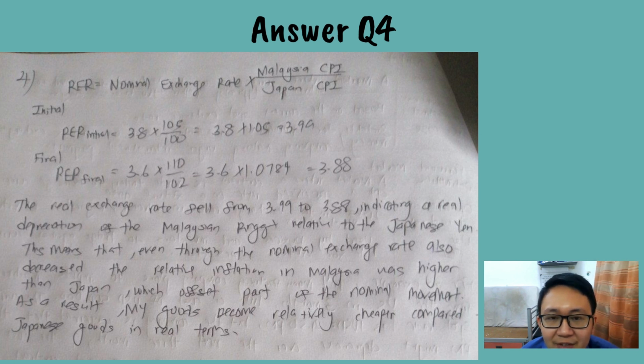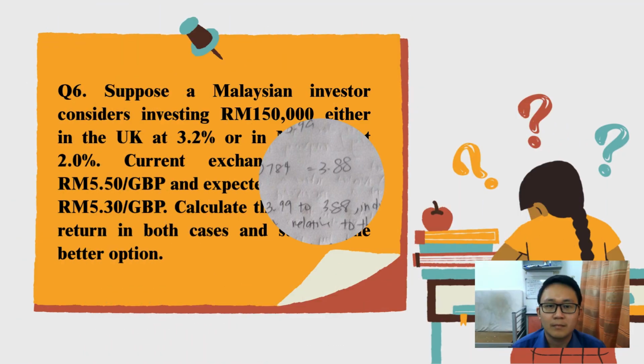So the real exchange rate fell from 3.99 to 3.8, which indicates a real depreciation of the RM relative to the Japanese yen. This means that even though the nominal exchange rate also decreased, the relative inflation of Malaysia was higher than Japan, which offset part of the nominal movement. As a result, Malaysian goods become relatively cheaper compared to Japanese goods in real terms.